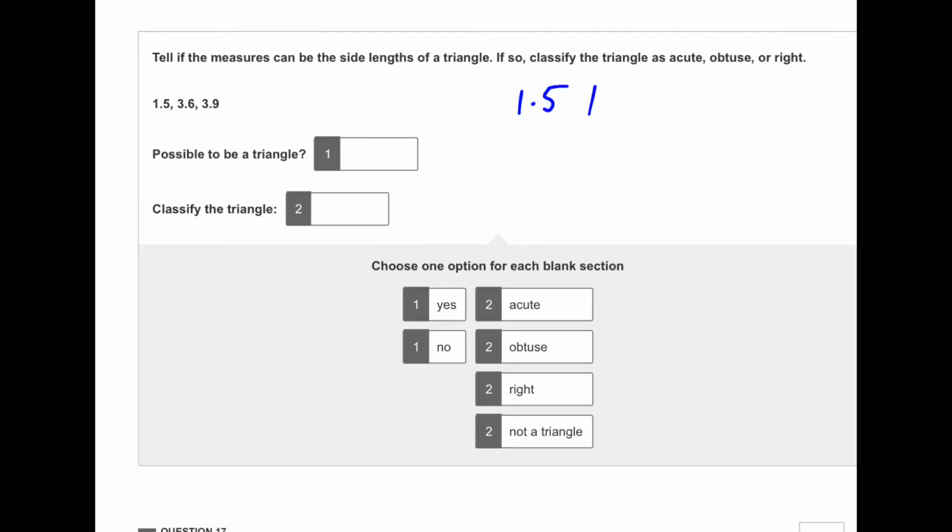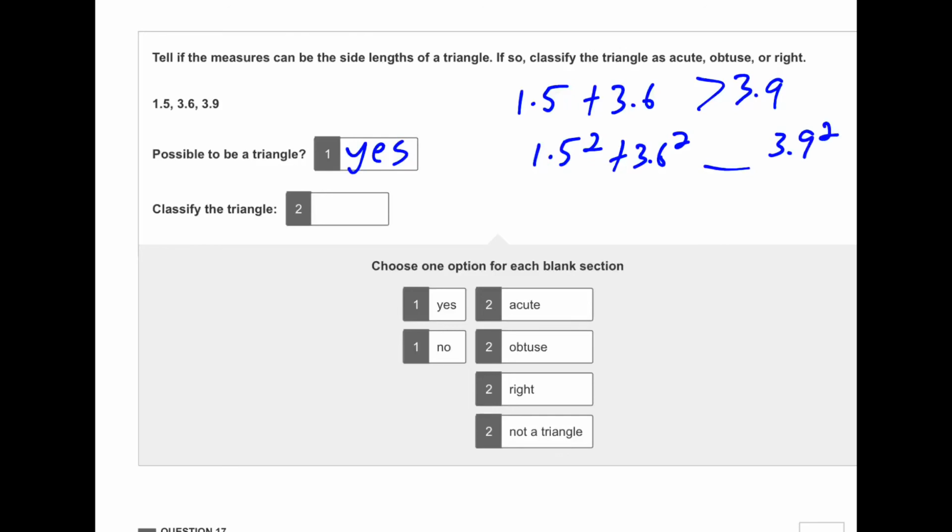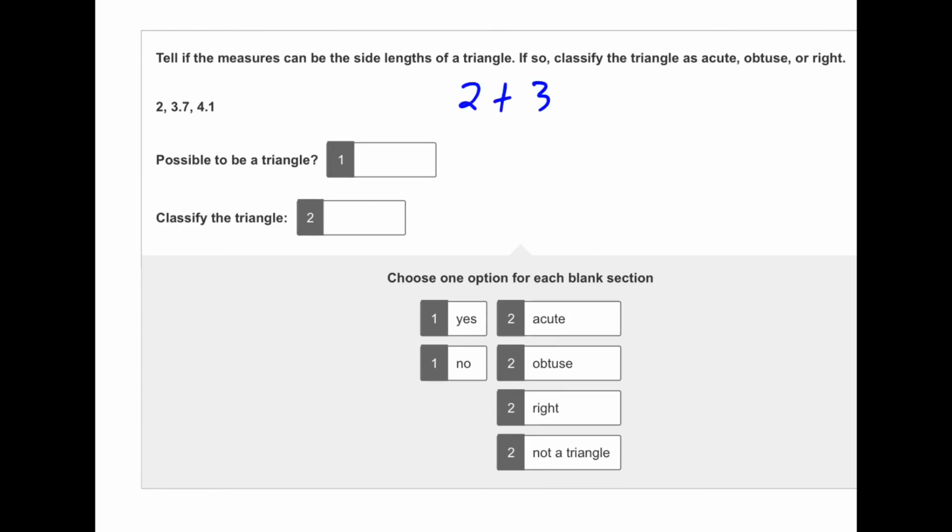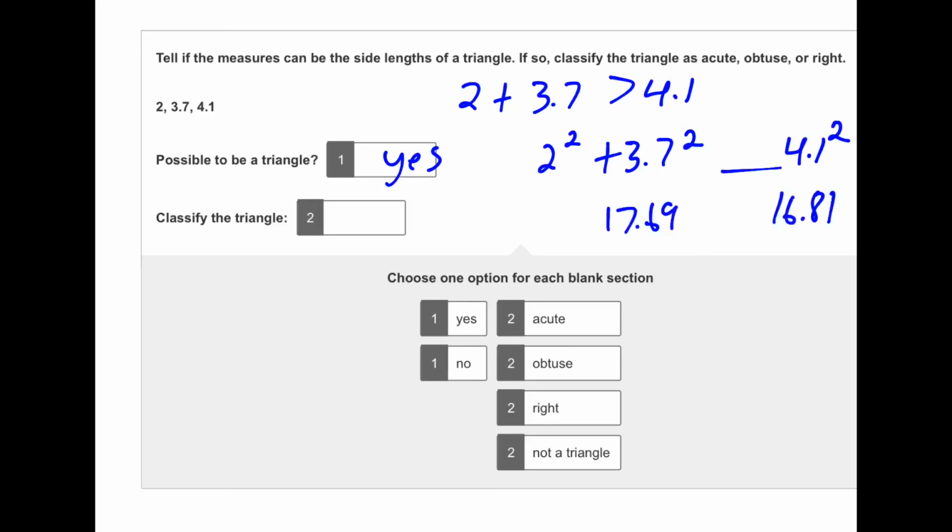I take 1.5 plus 3.6, is that greater than 3.9? And the answer is yes. I take 1.5 squared plus 3.6 squared, and what is that relationship to 3.9 squared? It turns out they are equal to each other. A squared plus b squared is equal to c squared, which means we're looking at a right triangle. I take 2 plus 3.7. Is that bigger than 4.1? The answer is yes, so it is a triangle. 2 squared plus 3.7 squared. What's the relationship between that and 4.1 squared? It turns out, in this case, a squared plus b squared is greater than 16.81, which means we're looking at an acute triangle.